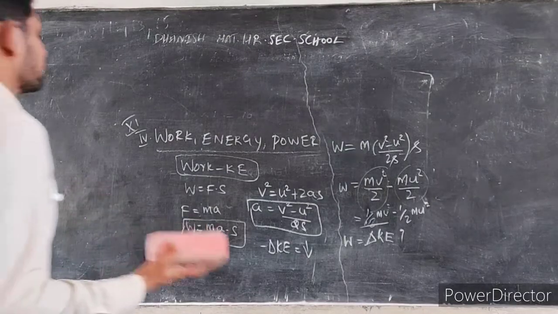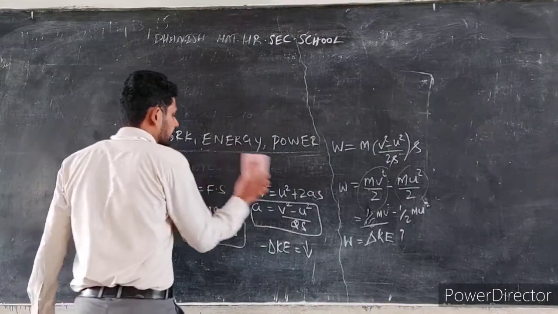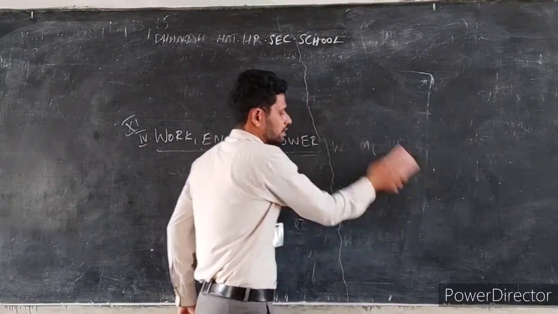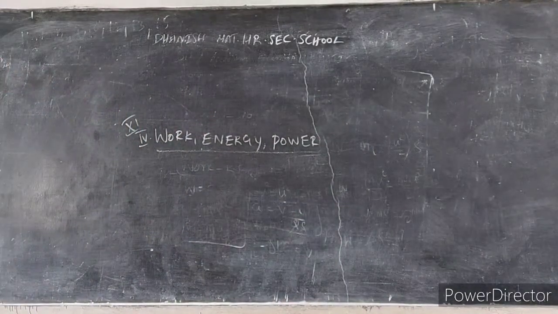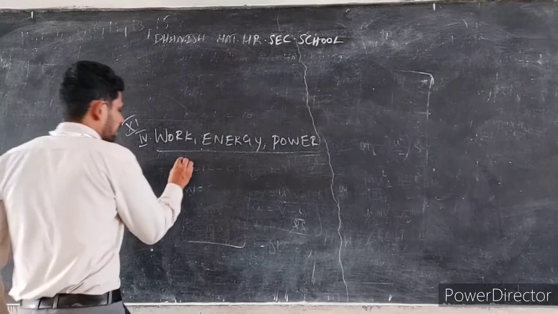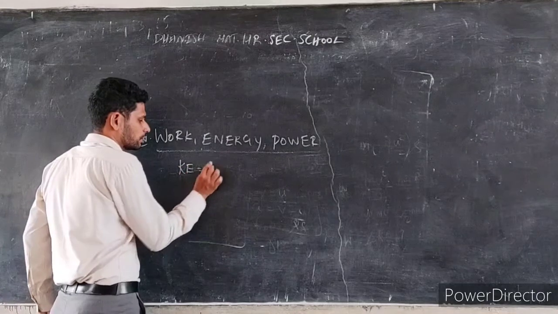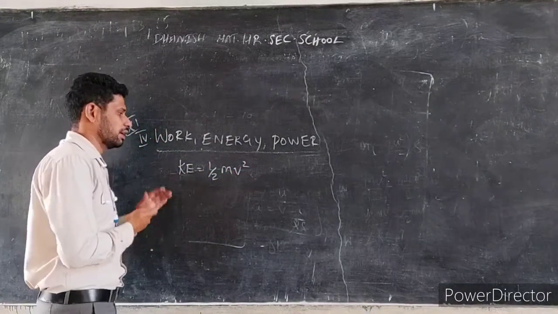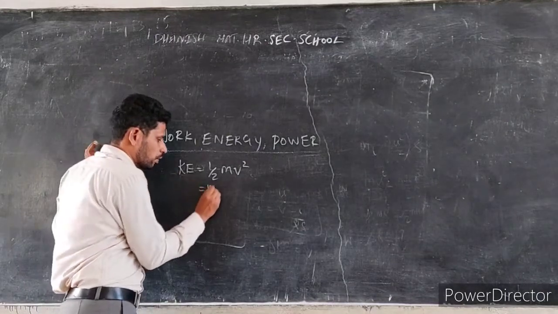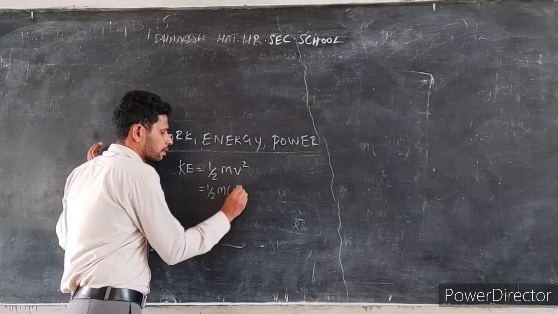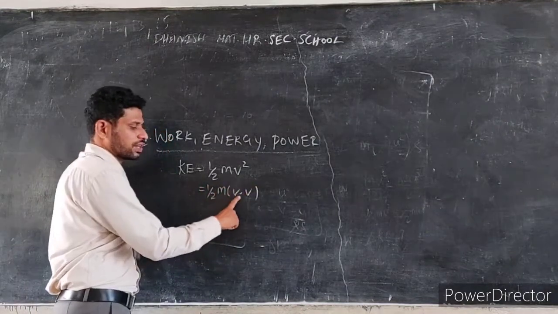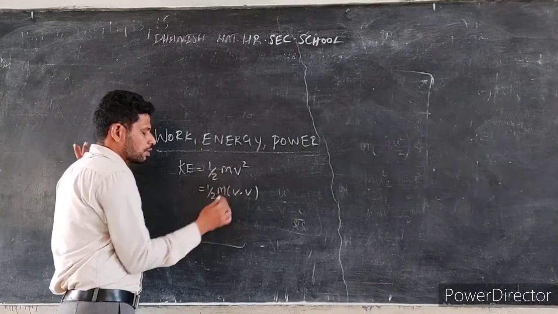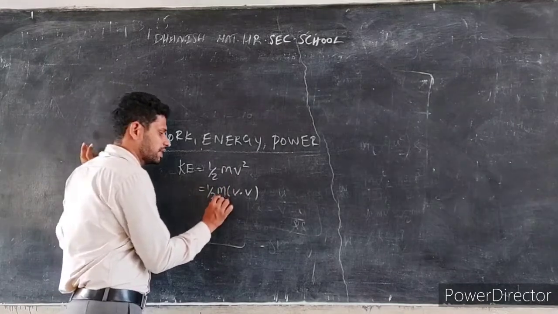What is the relation between the momentum and the kinetic energy? Now listen. We know that kinetic energy equals half m v squared. We can write this as 1 by 2 m v dot v, since v squared is v into v. Now on both numerator and denominator, multiply with m.